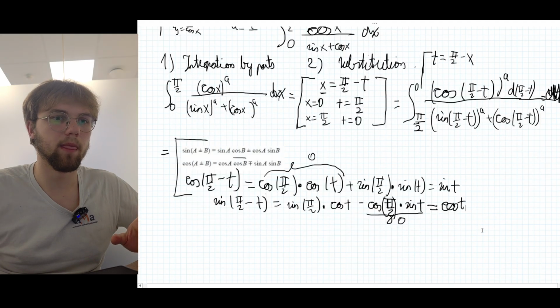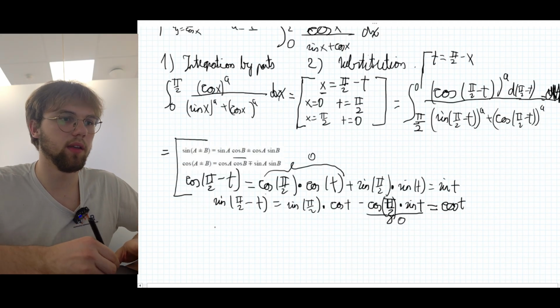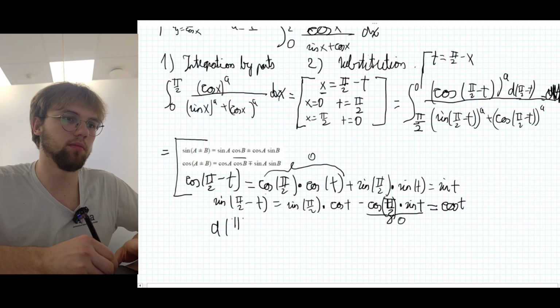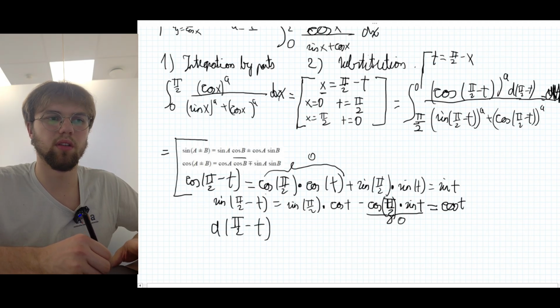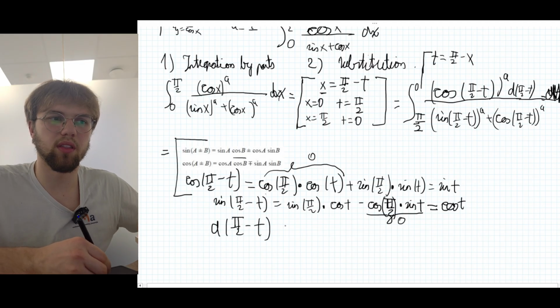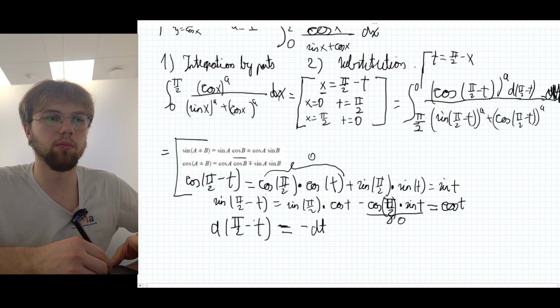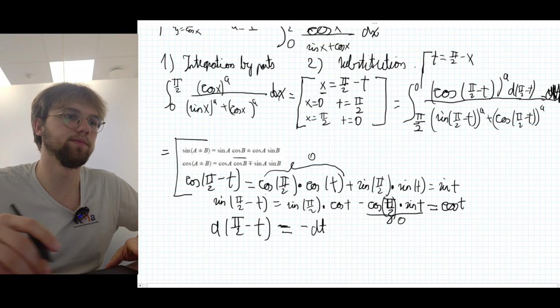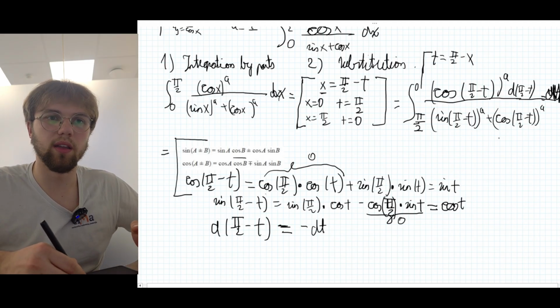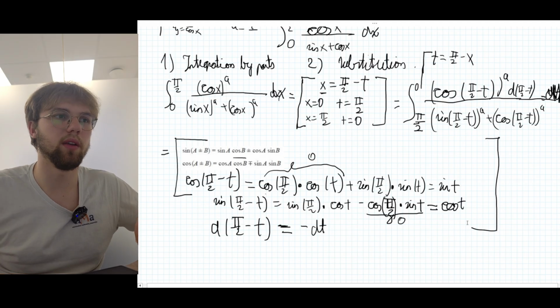And the final thing to simplify is dt, the derivative. Basically, we need to calculate the derivative of this function. So this would just be minus dt, because the derivative of minus t is minus 1. So finally, we've simplified everything.